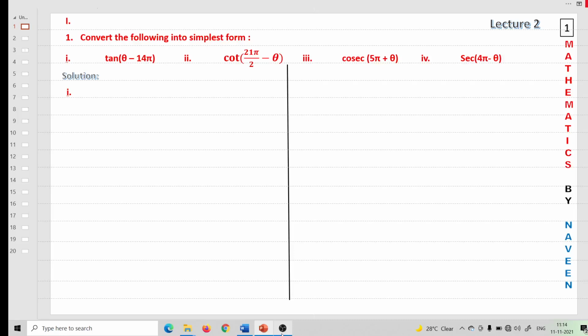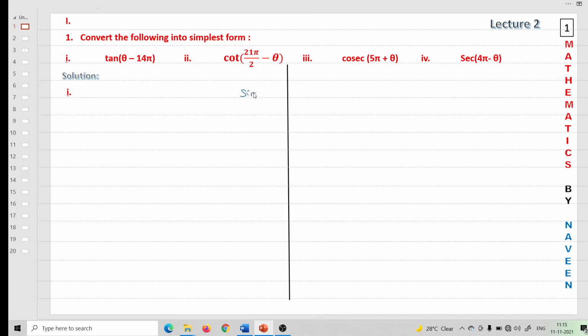Dear students, our next lecture is exercise 6A trigonometric ratios, lecture 2. In the first Roman numeral problem, convert the following into simplest form. So four problems are given. We have to convert these problems into simplest form. First, what is simplest form?